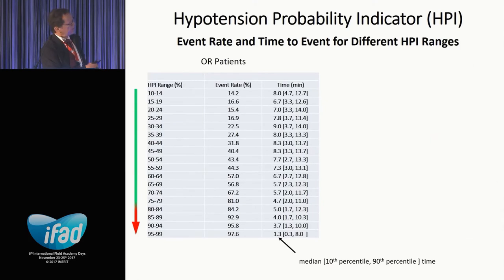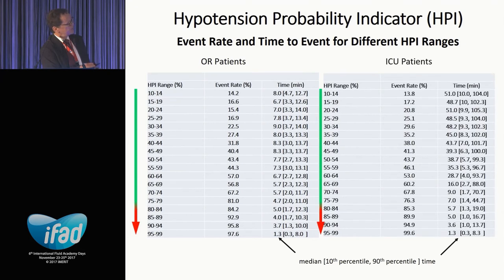So these are data from patients in the OR, and you can see if this hypotension probability index is low, the actual event rate is also low, and it takes a long time until hypotension actually occurs. But the greater this hypotension probability index gets, the higher the chance of hypotension occurring, and the shorter the time will be until this hypotension will actually occur.